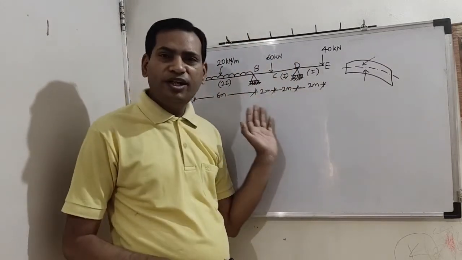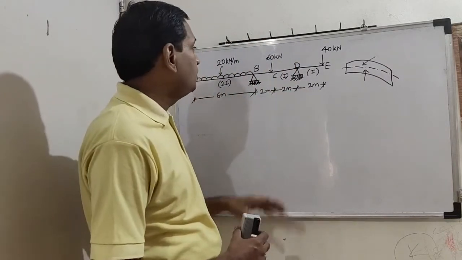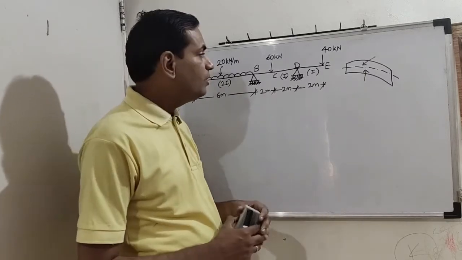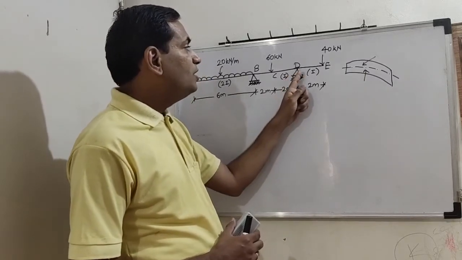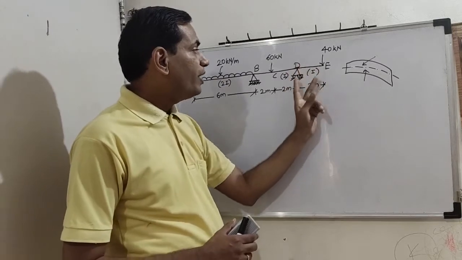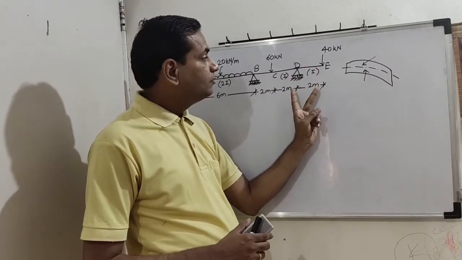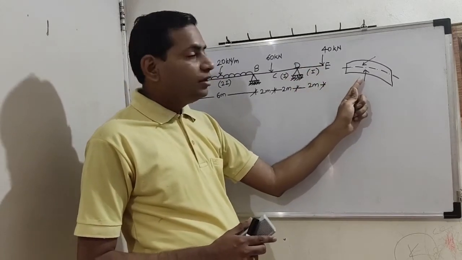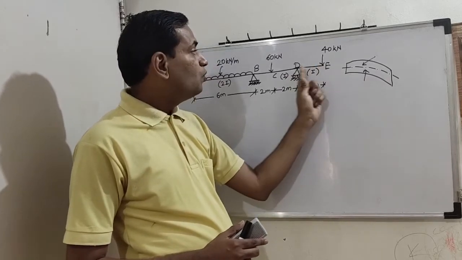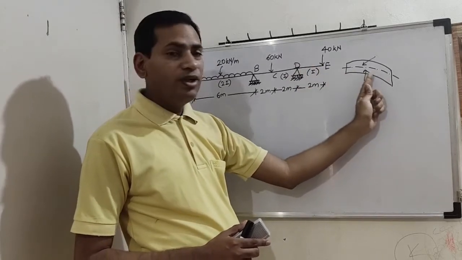Here is one more continuous beam. This is somewhat different from the previous numerical. We can see here on DE there is an overhang of 2 meters. I have also shown how this overhang portion is going to bend.